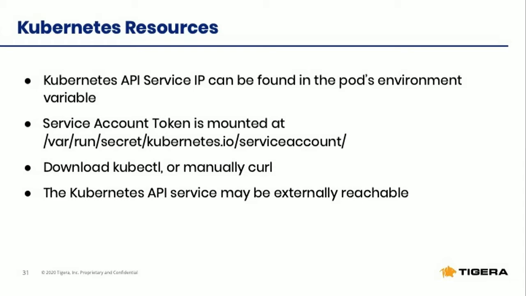Ideally, if they have internet access, they will just download kubectl. Or if not, they can always just manually curl. And as I said before, if for some reason the DevOps person exposed the Kubernetes API, they can just grab the service account token back to their laptop and use kubectl on their end to reach the exposed external Kubernetes API service.